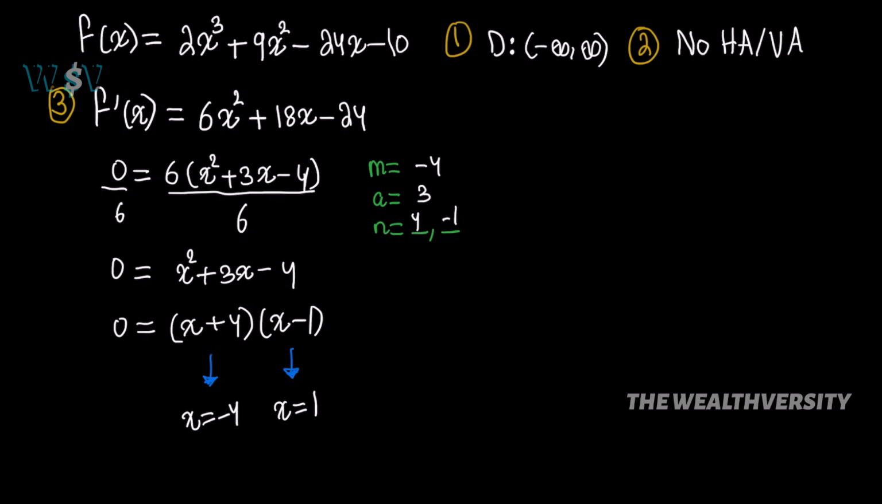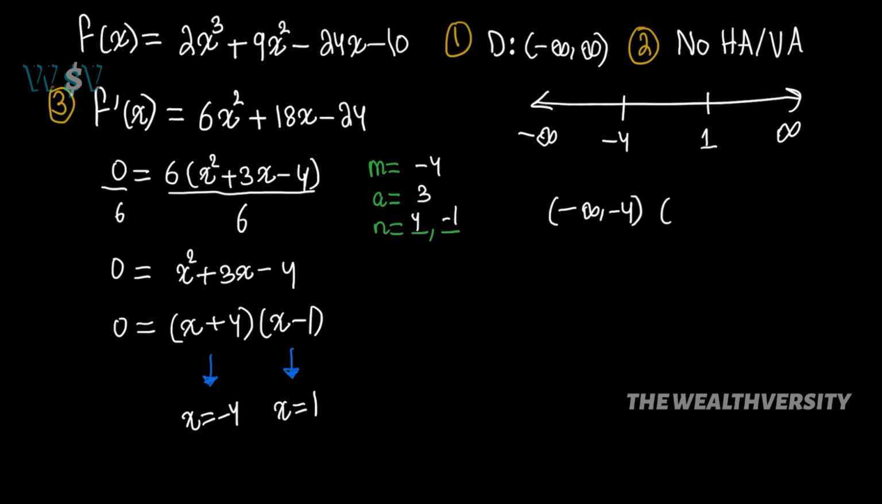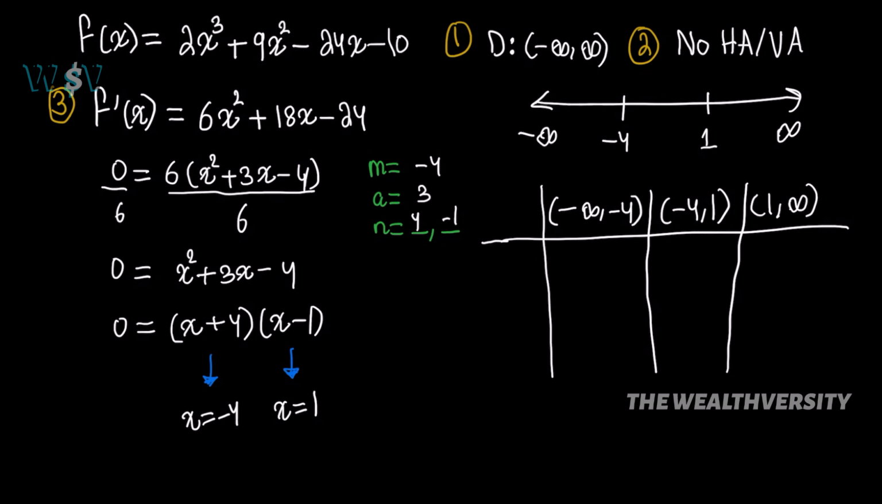Now we put these critical points on a number line to visualize the intervals. Usually the number line is used when there are many critical points, so it can make it easier to organize the intervals. Now our intervals are negative infinity to -4, -4 to 1, and 1 to infinity. We put these intervals in the interval chart, where we will determine whether the function is increasing or decreasing on each of these intervals by subbing a test number on each interval into the first derivative.